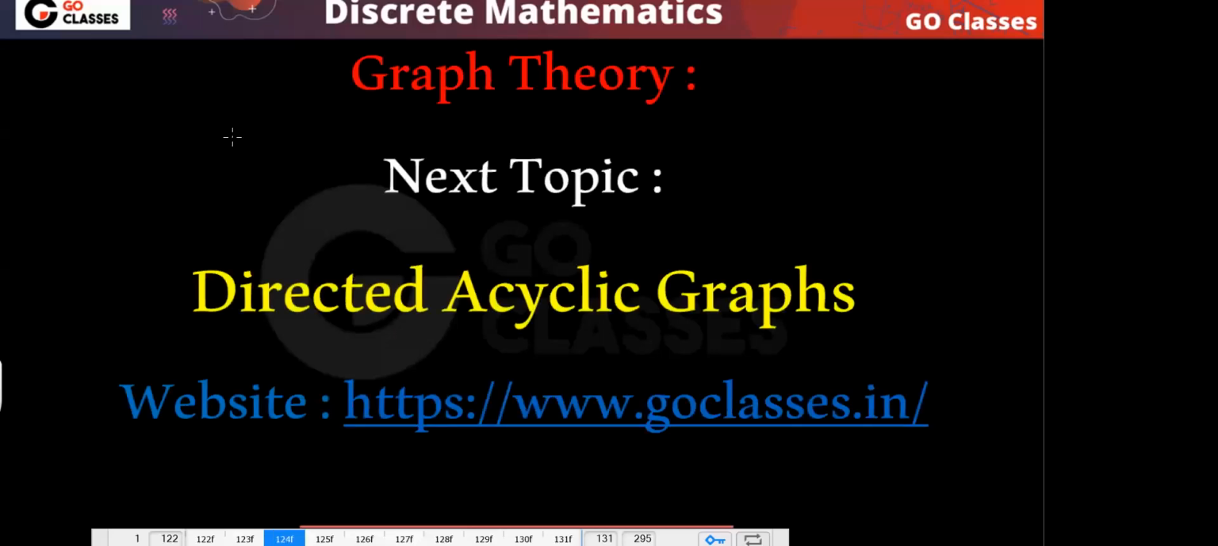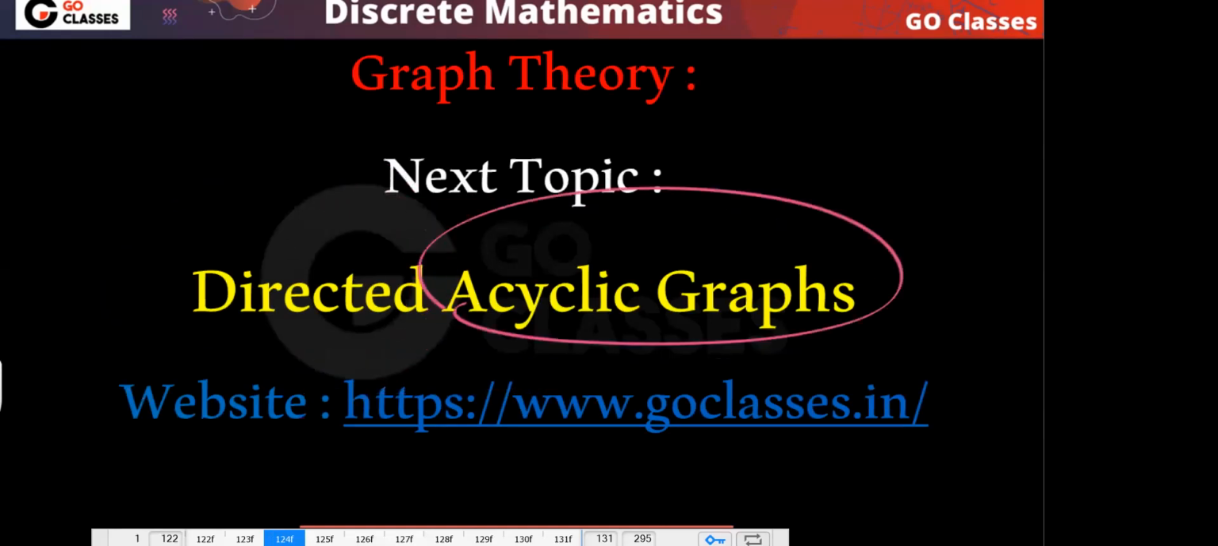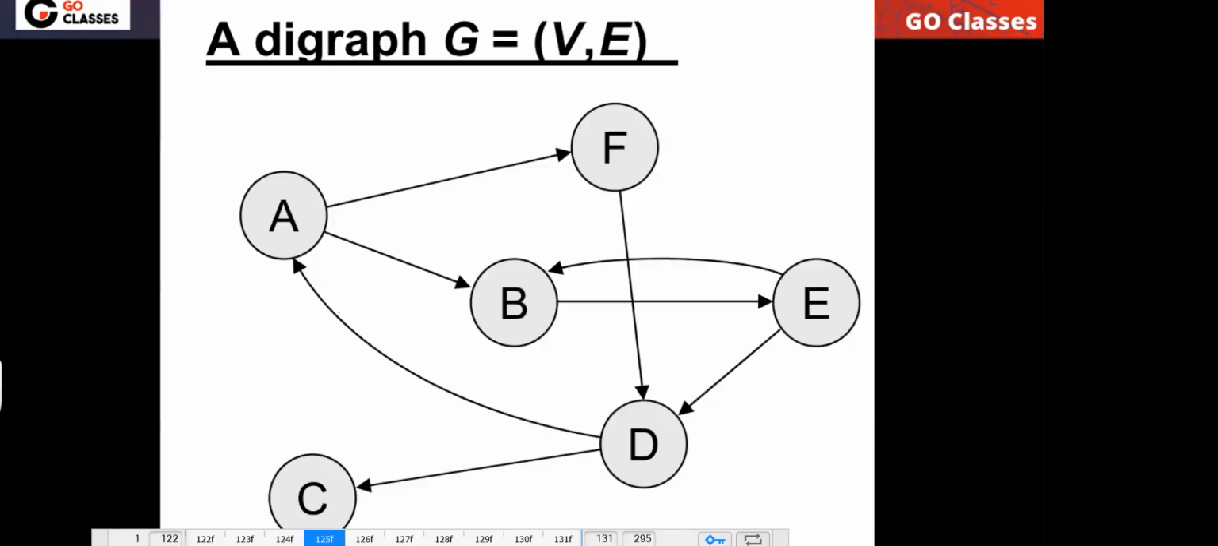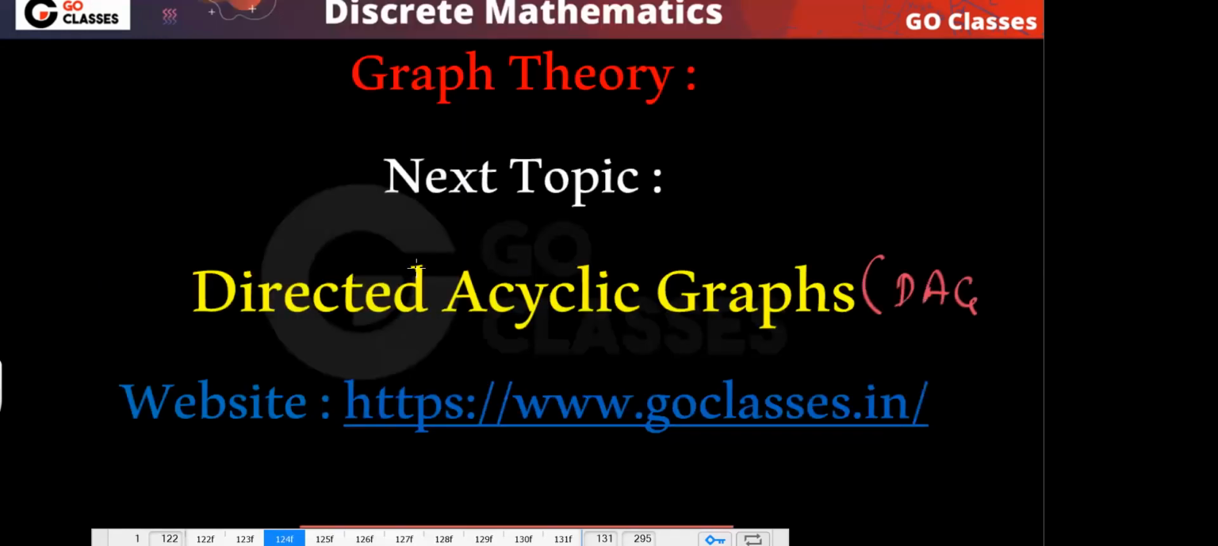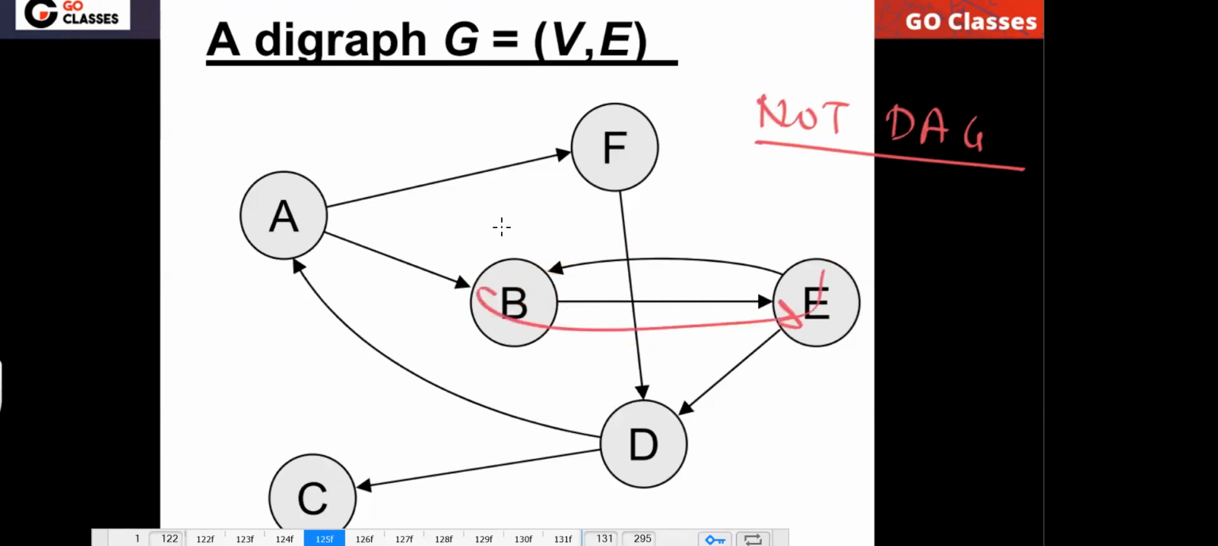The next concept is directed acyclic graph. What is directed acyclic? It simply means this is a directed graph in which there is no cycle. Directed graph without cycle. In short, we will write it DAG. So tell me, is this a directed acyclic graph? This is not a directed acyclic graph, right? Because there is a cycle. You can notice there is a cycle here.